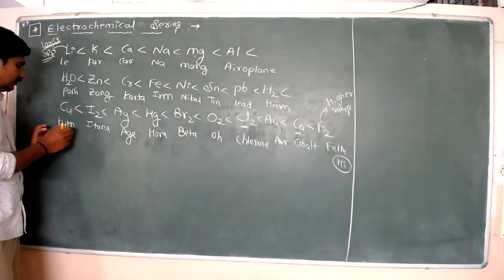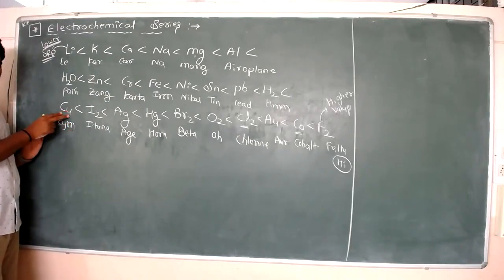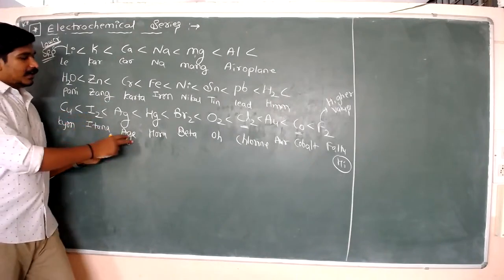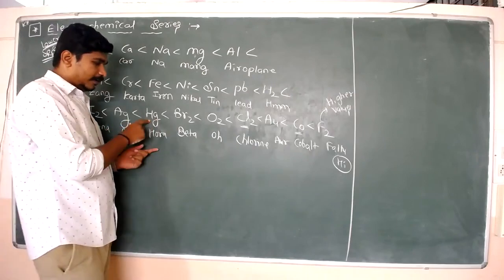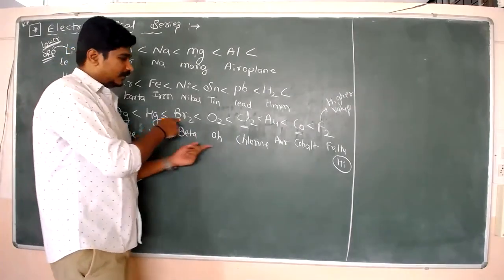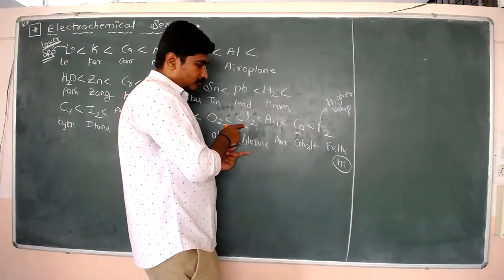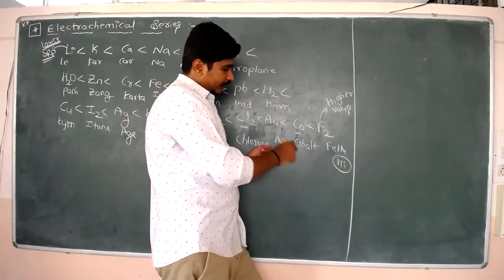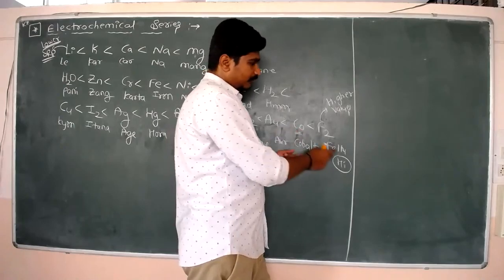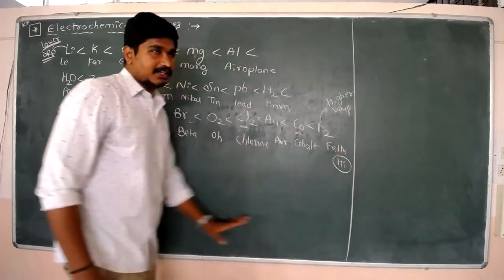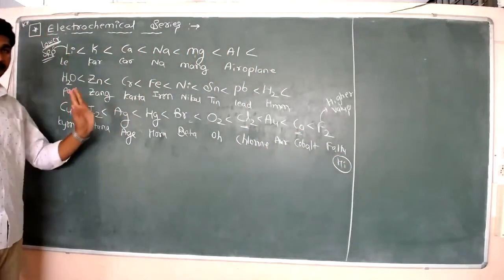Now you will see, that is copper, right? Then iodine, ahead silver, then mercury, bromine, right? O is oxygen, right? Now chlorine, same chlorine only, and gold, correct? Cobalt, same cobalt only. Fluorine. In this way you have to remember the complete series.